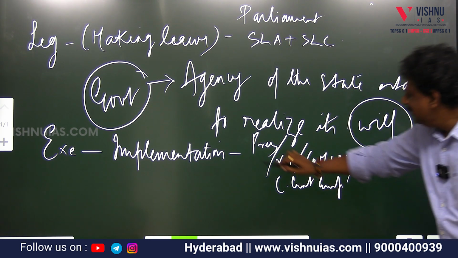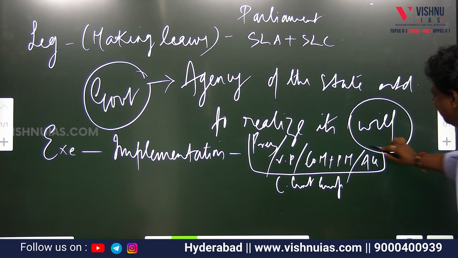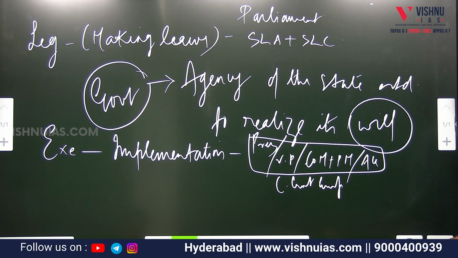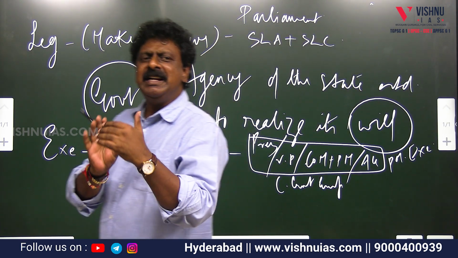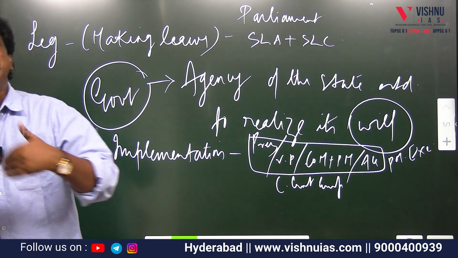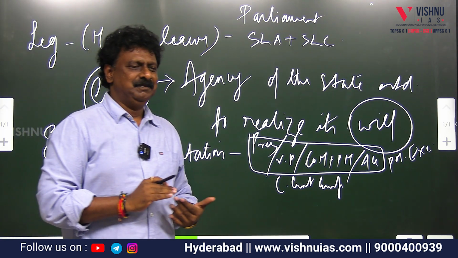Okay? Now, this part of the executive is called the political executive. They are called the political executive. They occupy office for a specific term for implementation of an agenda approved by the people.